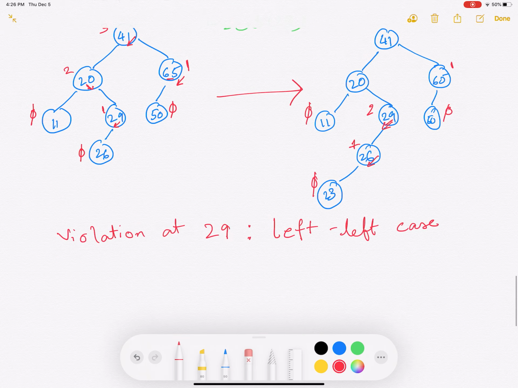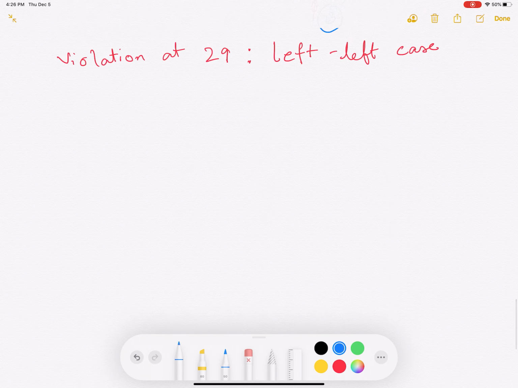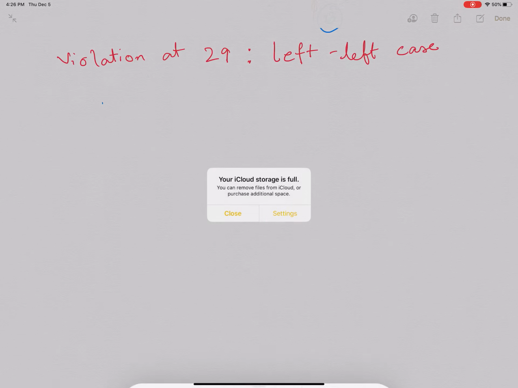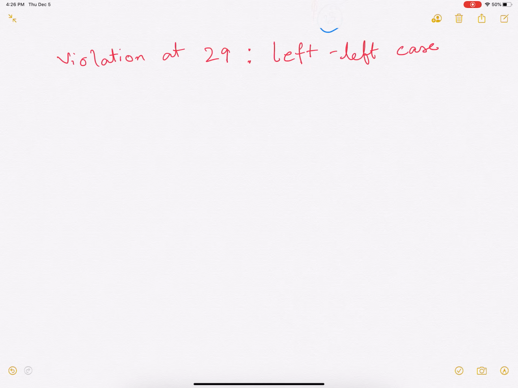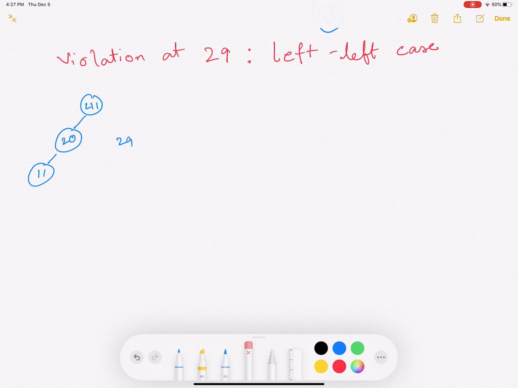For that I'm just going to copy this over again. So we have 41, 20, 11, 29, 26, and 23. I'm so sorry, this is incorrect. Erase this.